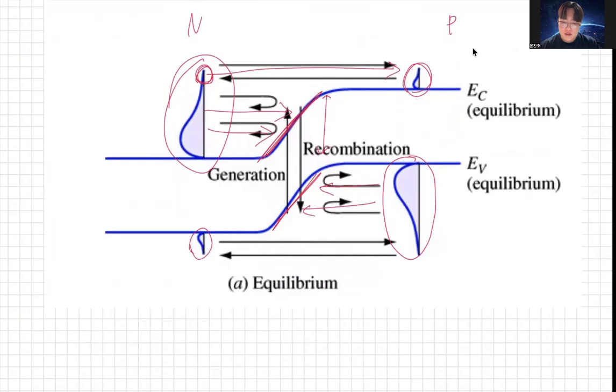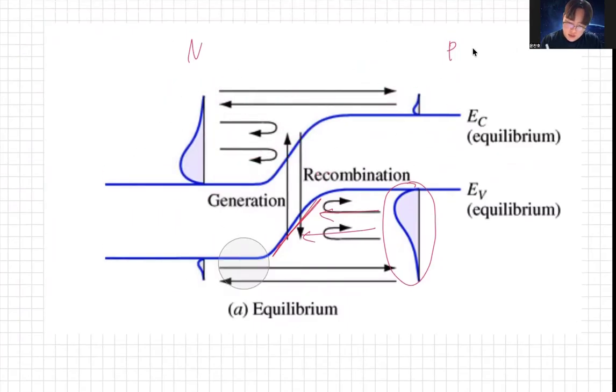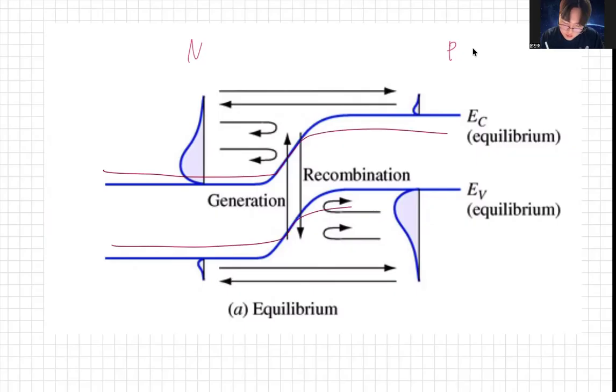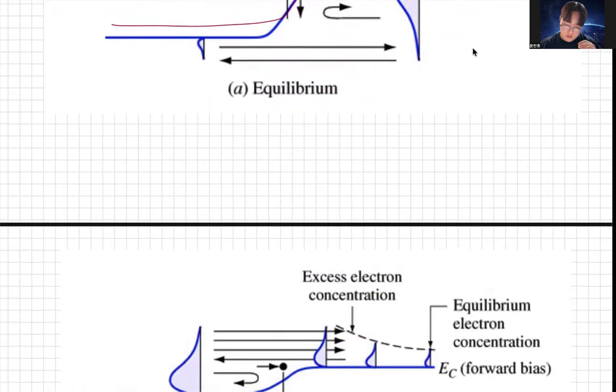And when there is forward bias, the diagram will be like this. The junction potential will be lower. Okay, we can see the next slide.